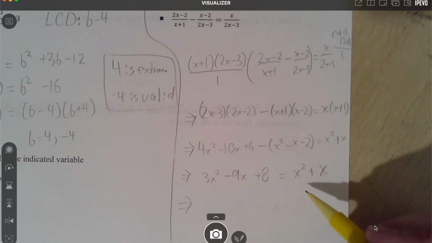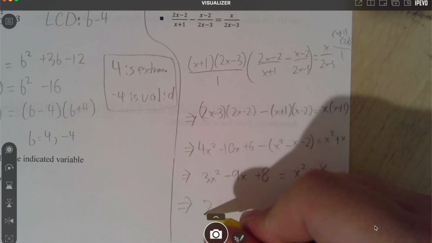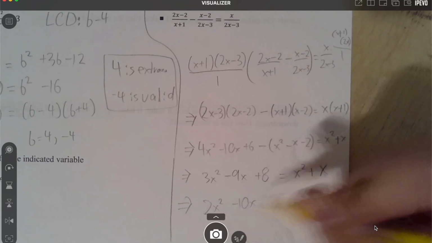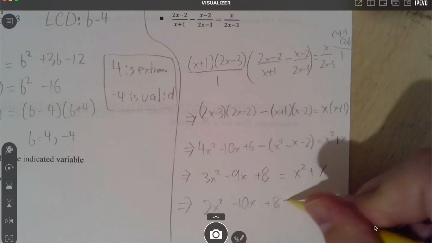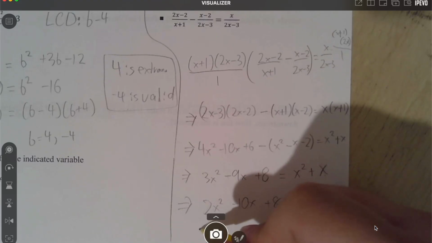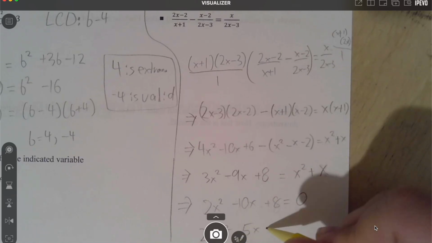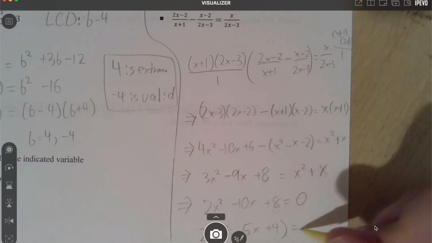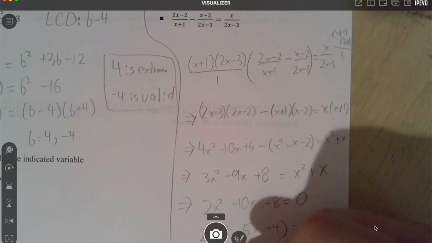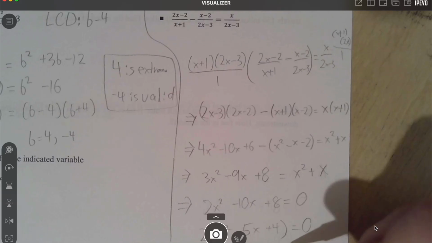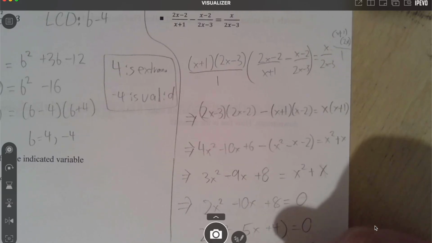Now let's see what happens. Goodness, that'll be 2x squared. That'll be negative 10x. And that'll be plus 8 equals 0. Finally, all that equals 0. And finally, we can factor and get x minus 4, x minus 1 equals 0. We get x equals 1 and 4.